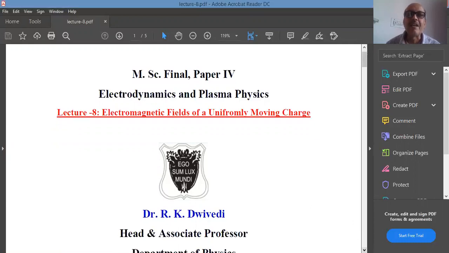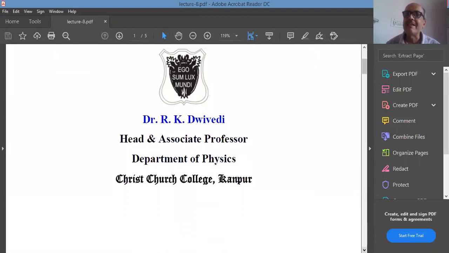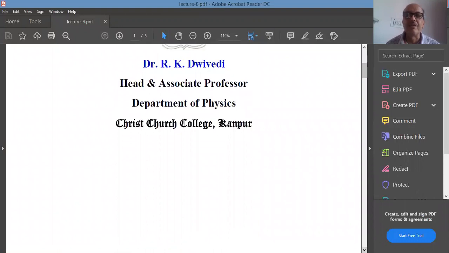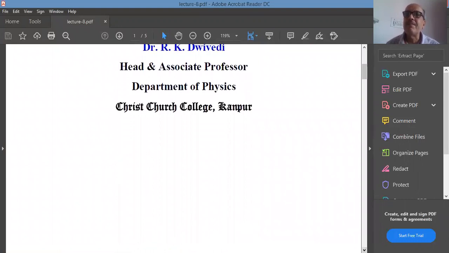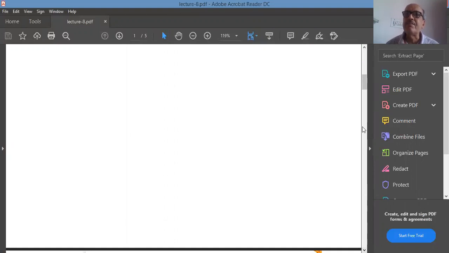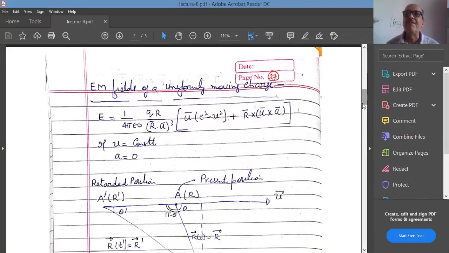So for a uniformly moving charged particle, the velocity is constant and therefore the acceleration of the particle will be equal to 0. So in today's lecture, we will convert the electric field and the magnetic field vector expressions in terms of the present position, because the expressions that we have with us are basically in terms of the retarded position.